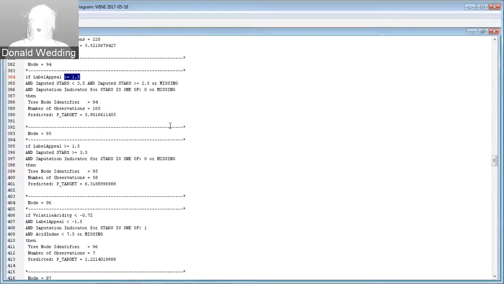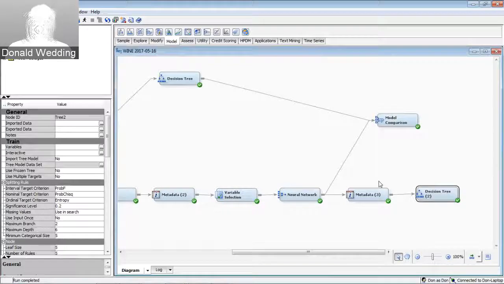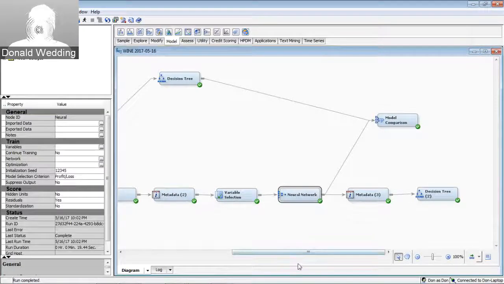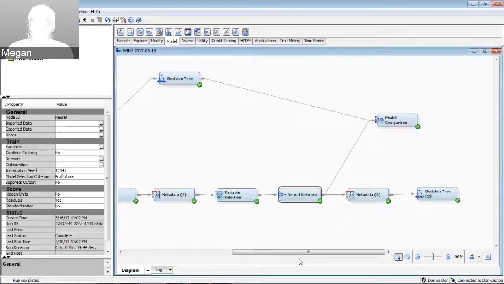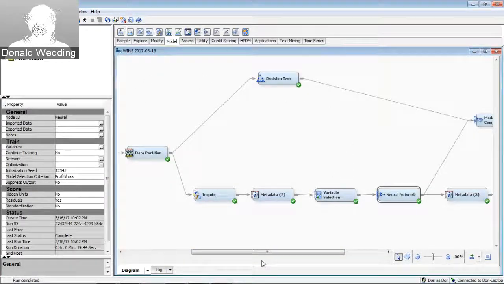So this is just something I would pick up from the neural network. So does everybody see kind of how I did this with the neural network? You use the tree to explain the neural network. Yes. Okay. Was that life-changing or not so much?